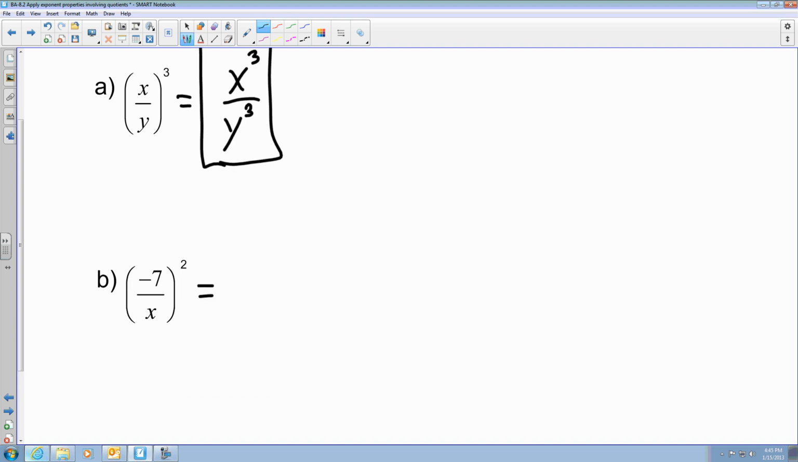Looking at B, again we're going to use the power of powers property to square -7 and also square x. So this leaves me with -7 squared divided by x squared. And -7 squared ends up being 49, because -7 times -7 equals 49. And this leaves us with x squared.